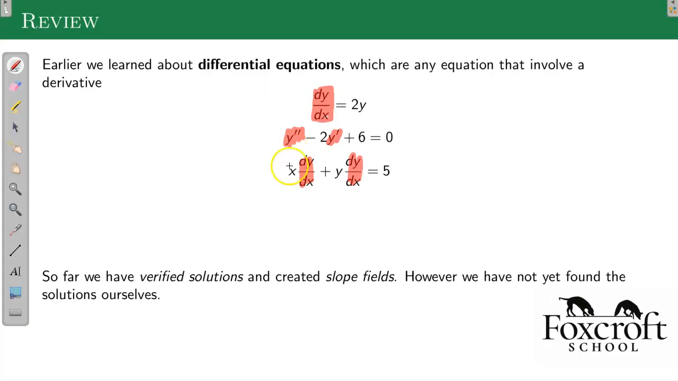For a problem like this, I could plug in an x and y, figure out dy/dx, which is the slope of the tangent line, and it gives me all these little lines and creates this kind of wind current almost of the solutions. However, we've not yet found how to solve them ourselves and actually find the solutions. When we were verifying, they were given to us. Now we actually want to find the solutions.